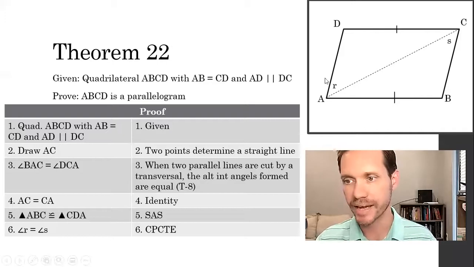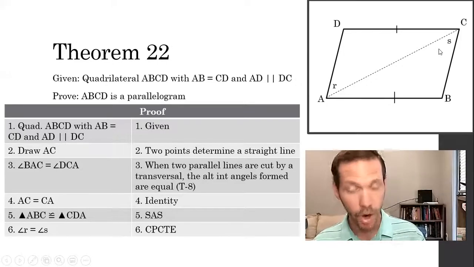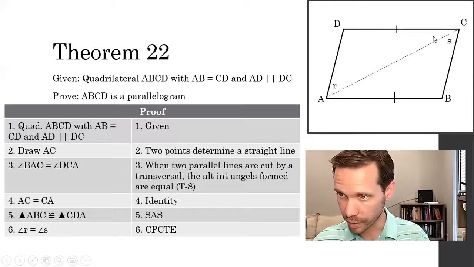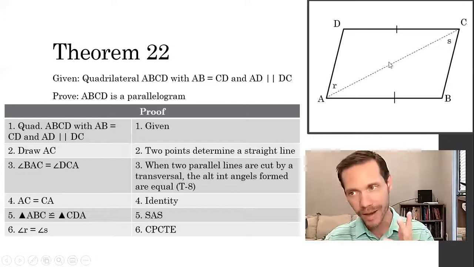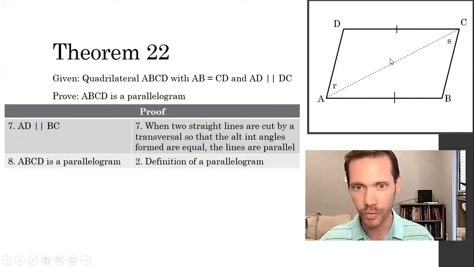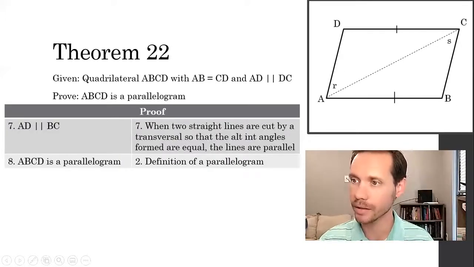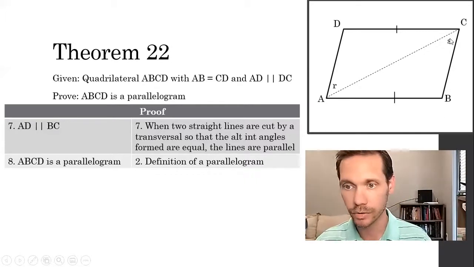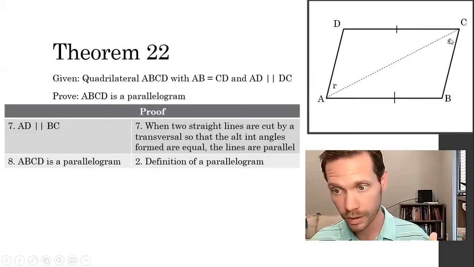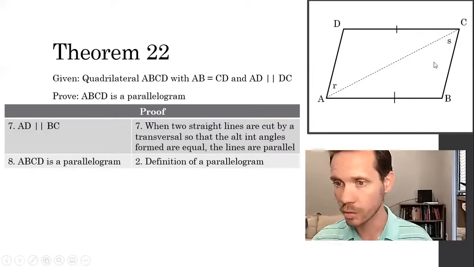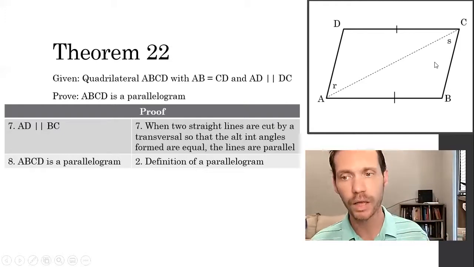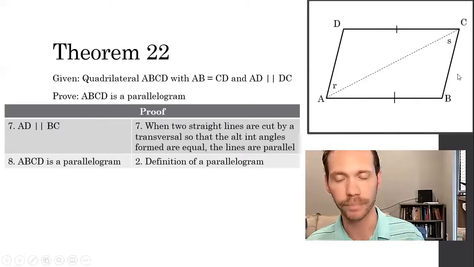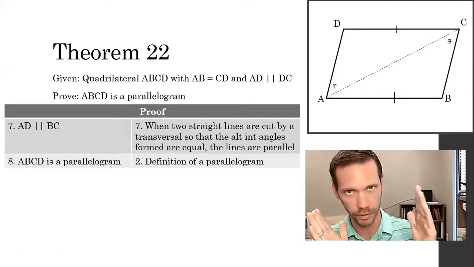Once again, by CPCTC, I can now show that the corresponding angles are going to be equal, because, again, those are corresponding parts of the congruent triangles. Now that these are equal, I can show that AD is parallel to BC. Well, why? I have these two straight lines, and the alternate interior angles, the thing we did before in the previous theorem, are equal. Therefore, the lines must be parallel. Not all four sides are given parallel, just the two opposite sides.